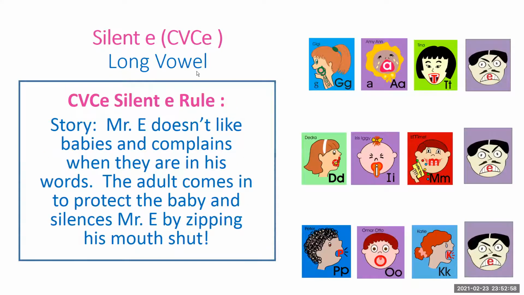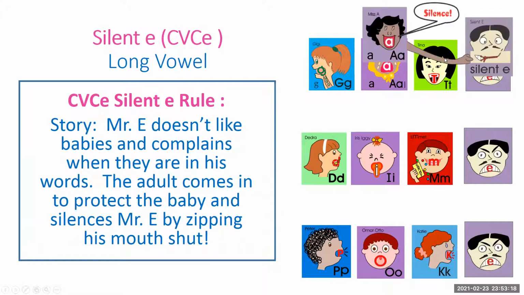The silent E rule story is Mr. E doesn't like babies and complains when they are in his words. The adult comes in to protect the baby and silences Mr. E by zipping his mouth shut. So we have gat-e. Oh no, there's a baby in my word. I don't like babies. And then Mama comes in and says, Mr. E, you be silent. And she makes the sound gate.